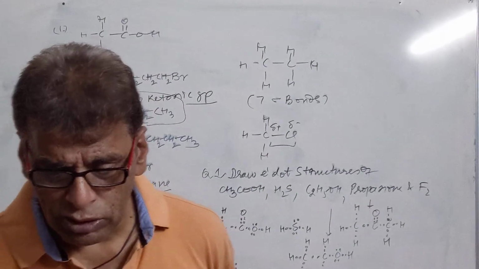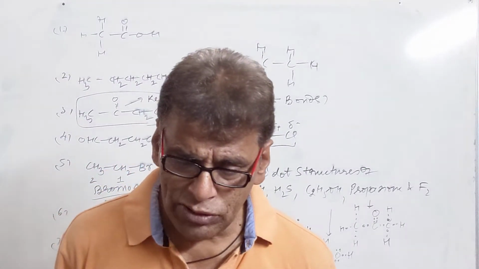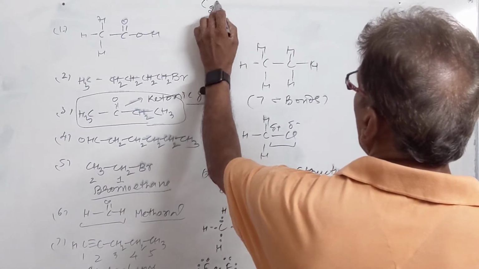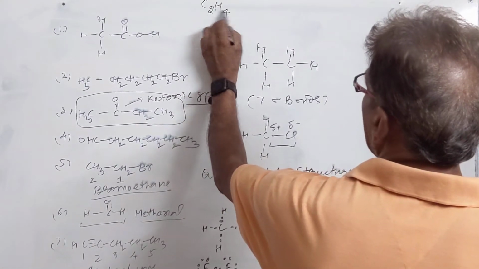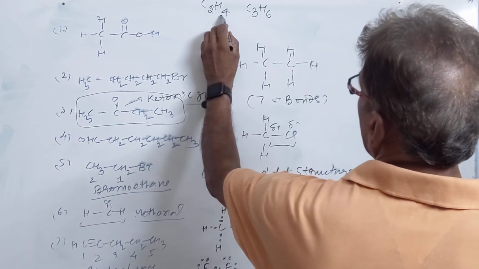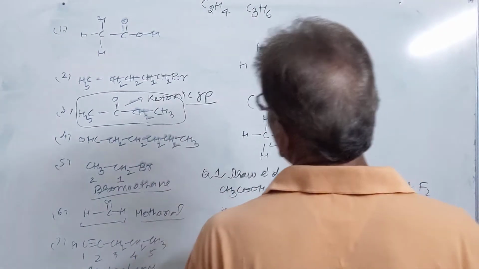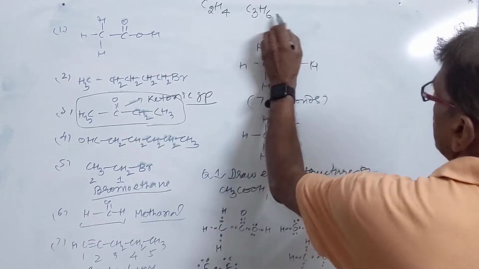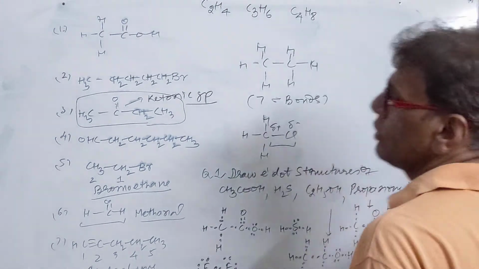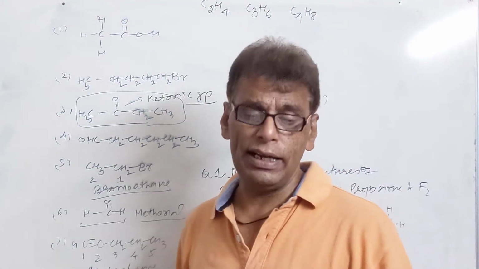Then write the structure of homologues of C2H4. For the C2H4 homologue, add CH2 to it and you will get C3H6. If you remove CH2 from it, you will get CH2, that is not a stable compound. Then again add CH2, you will get C4H8. These are the homologues, the next members by adding a CH2 group.